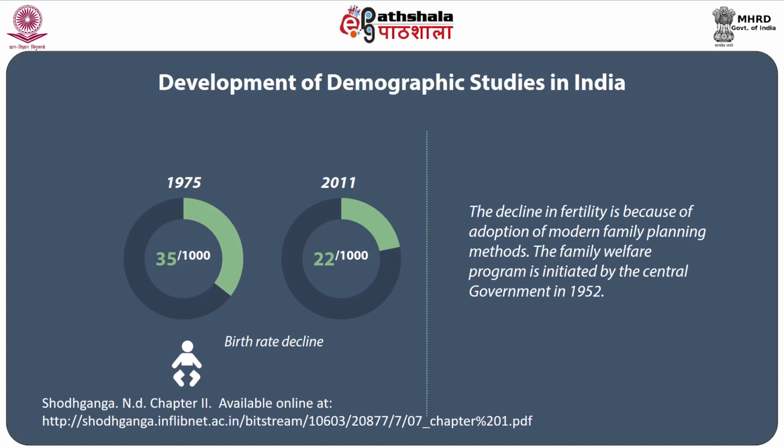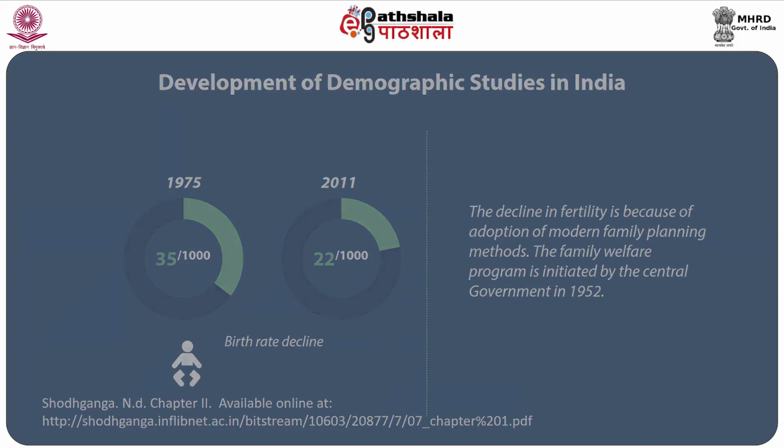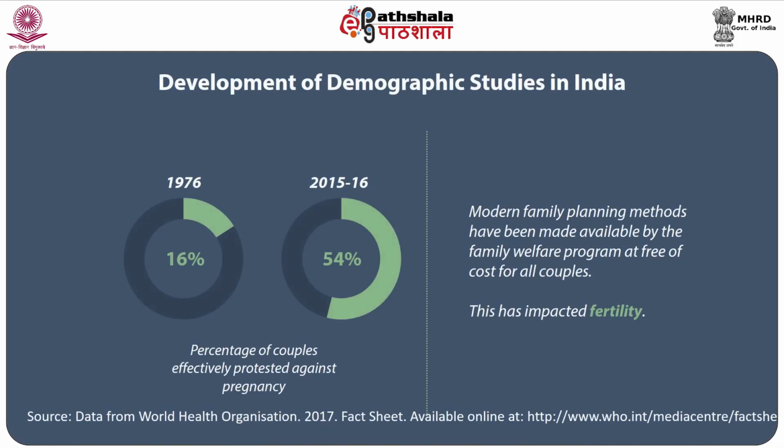The family welfare program, as initiated by the central government way back in 1952, made these drastic changes that have followed over a period of time. Modern family planning methods have been made available by the family welfare program free of cost for all couples. Even then, it took almost 25 years for the family welfare program to change strong favorable attitudes to a large number of children to a small number of children.